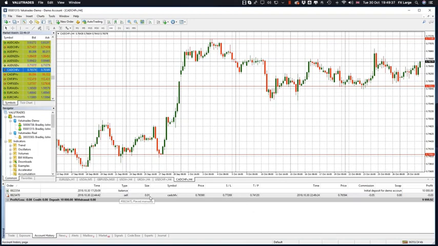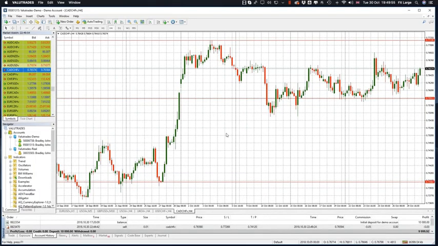So it was a sell trade. That was the size. Here was the instrument. That was the price I went in, my stop loss, my take profit, and the price I closed at. Here's the commission I paid, and here's my overall loss. Obviously, it's not a very good trade, but just for the purpose of illustration, we've seen one.